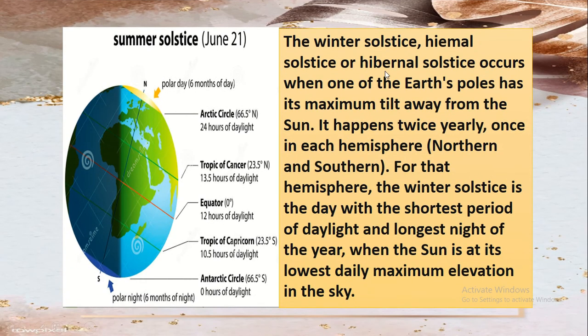Then what about the winter solstice? The winter solstice or hibernal solstice occurs when one of the Earth's poles has its maximum tilt away from the sun, and it happens twice yearly also, once in each hemisphere, so northern and southern hemisphere. For that hemisphere, the winter solstice is the day with the shortest period of daylight and longest night of the year, when the sun is at its lowest daily maximum elevation in the sky.